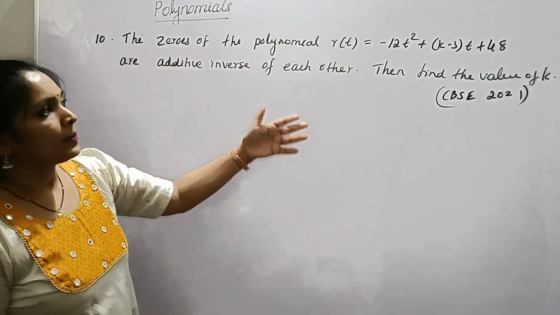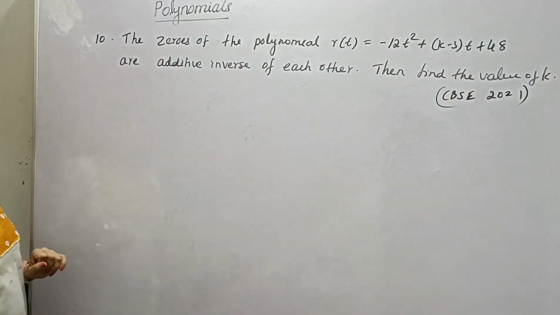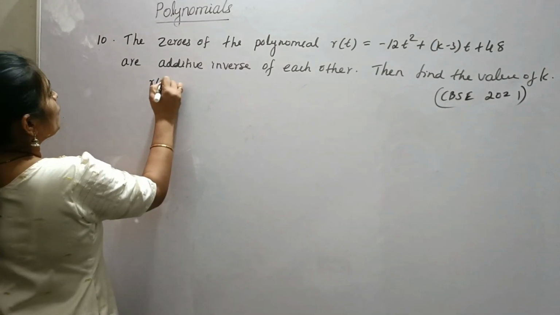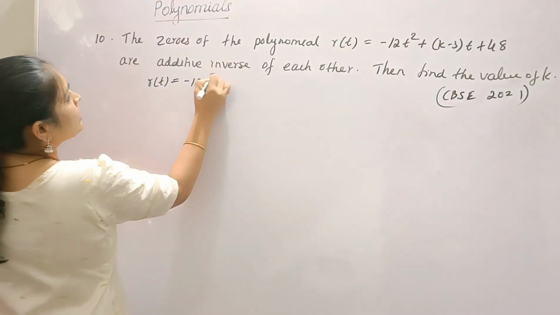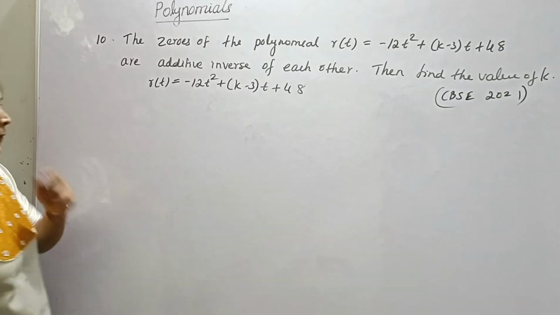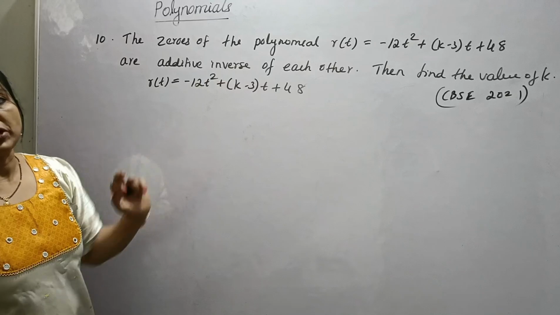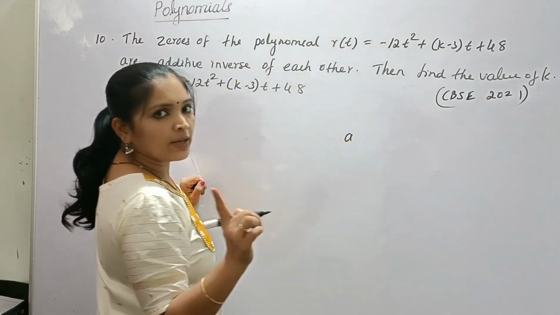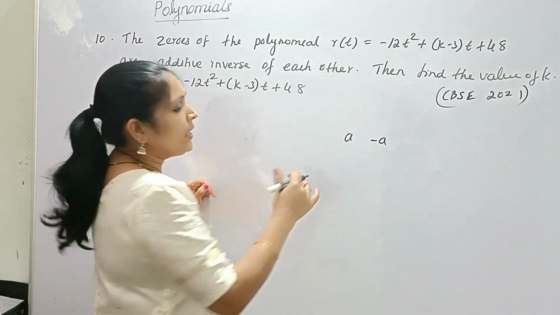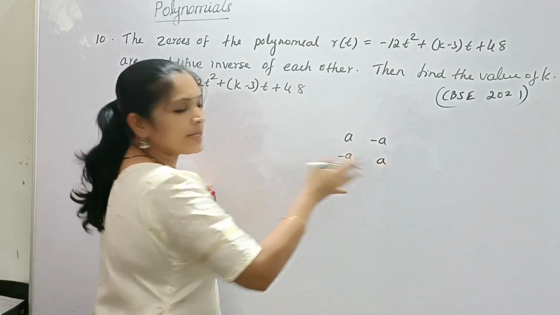minus 12 t square. Variable is in t, okay, don't worry, in place of x they gave t. So minus 12 t square plus k minus 3 t plus 48. That is r of t is equal to minus 12 t square plus k minus 3 t plus 48. Okay. Now it is given that two zeros are additive inverse of each other. That is, if a is one zero, then minus a is another zero. That is, additive inverse of a is minus a. If minus a is one zero, then a is another zero. Okay, that is additive inverse of minus a is a.